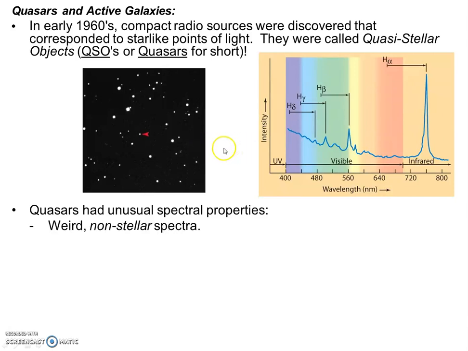Okay, so they had weird non-stellar spectra, and they had huge redshifts, meaning these objects were moving away from us at very, very high velocities, which was very curious, very peculiar, not something you would expect. Certainly not something you would expect if these objects were within our galaxy, because they were all moving away from us, and they were all moving away at a good fraction of the speed of light.